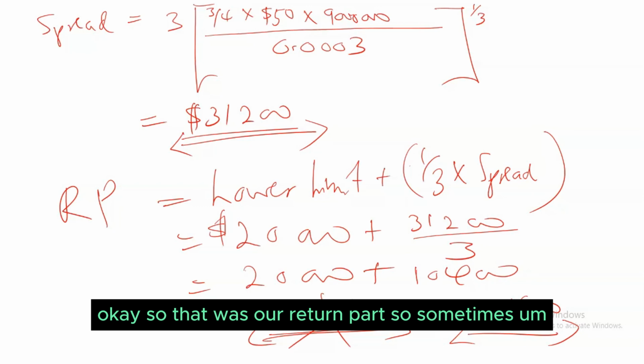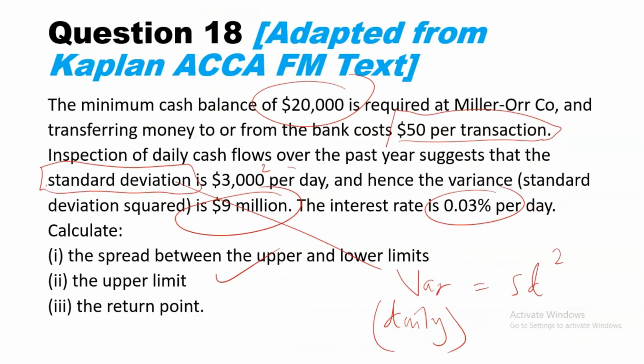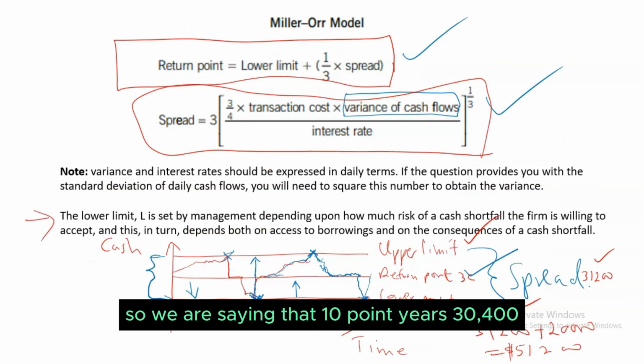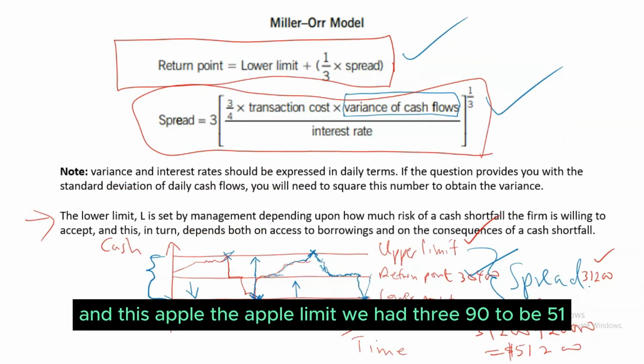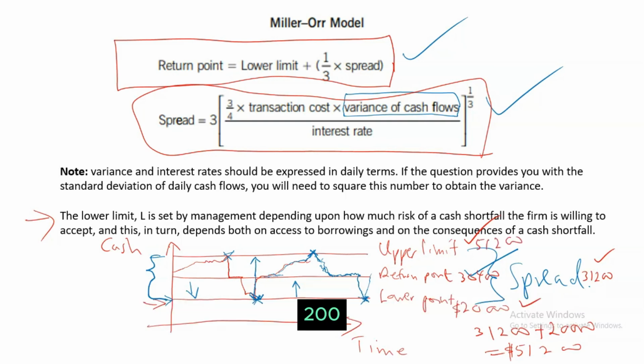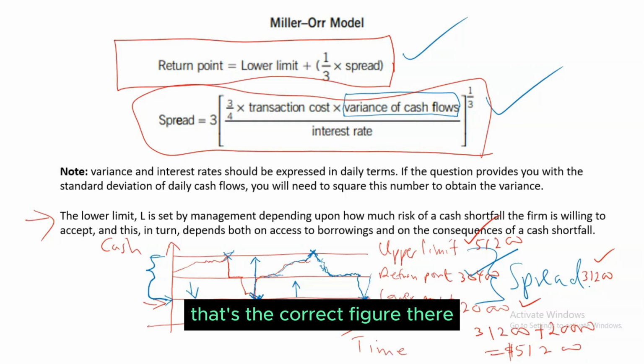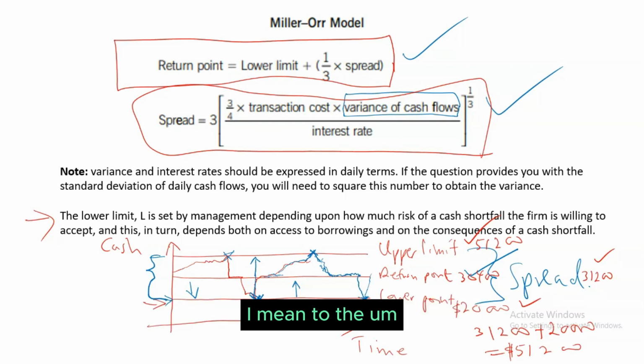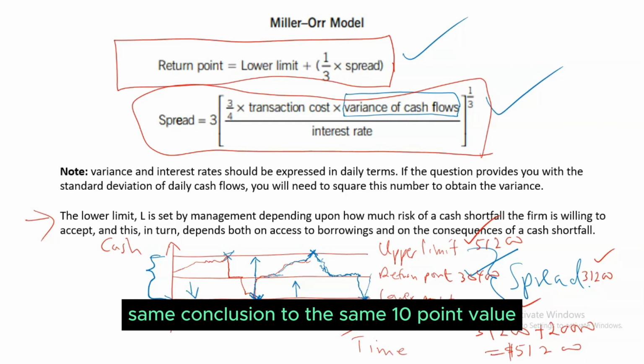So sometimes you might try to, so we are saying the return point is 30,400. And the upper limit we determined it to be 51,200. Okay, that's the correct figure there. But let's say you wanted to be very arithmetical about it. Were you going to come to the same conclusion or to the same return point value?